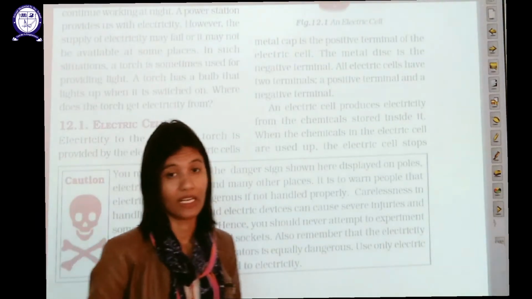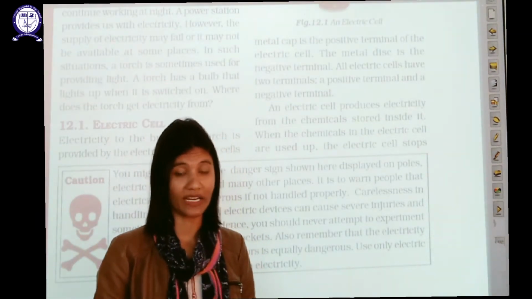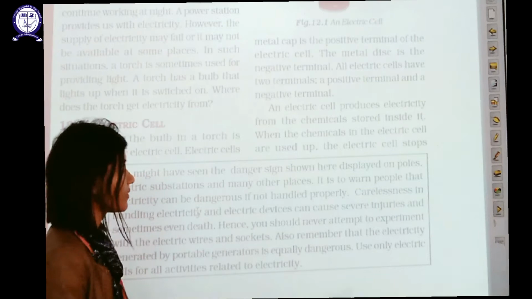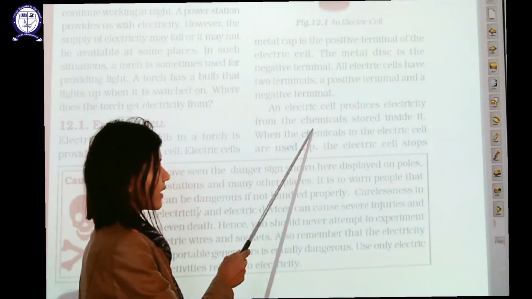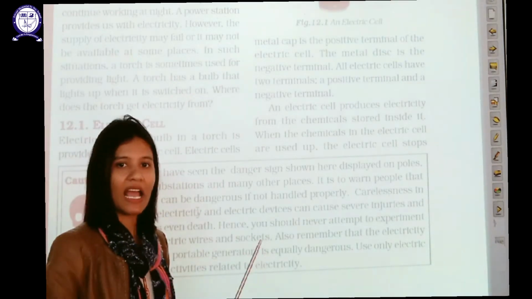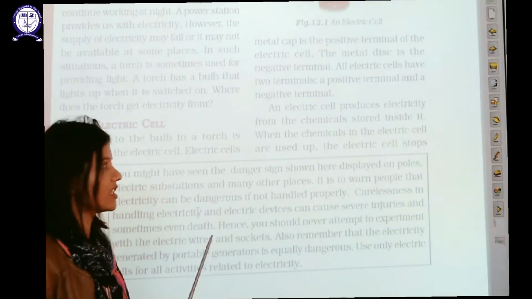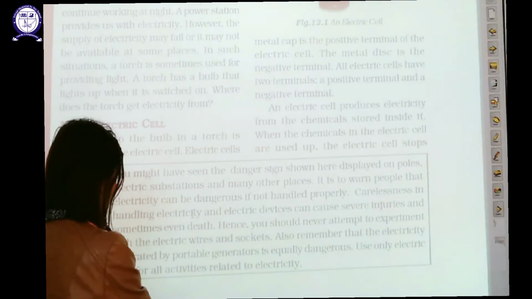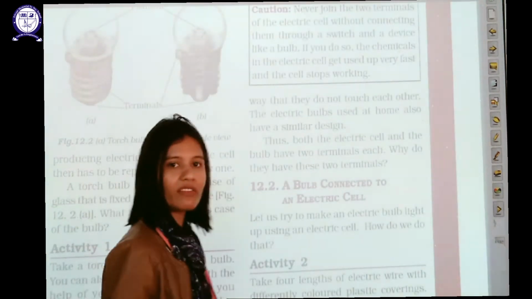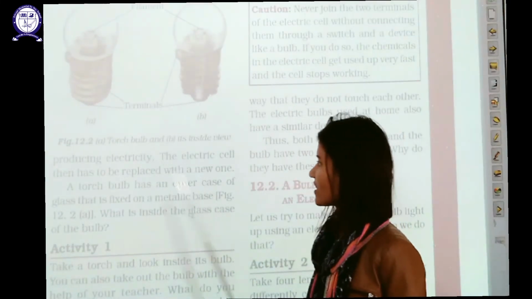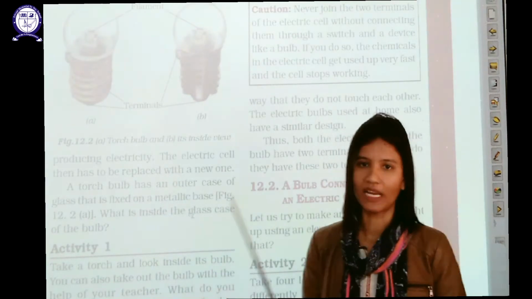The electric cell produces electricity. So what is the work of the electric cell? It is the most important component of an electric circuit. What is the work of that? Production of electricity, okay. An electric cell produces electricity from the chemicals stored inside it. So chemicals are there inside the electric cell, and when those chemicals move, electricity is produced, okay. When the chemicals in the electric cell are used up, the electric cell stops working, okay. Then we can either recharge the electric cell, or we need to replace it with a new cell, okay.